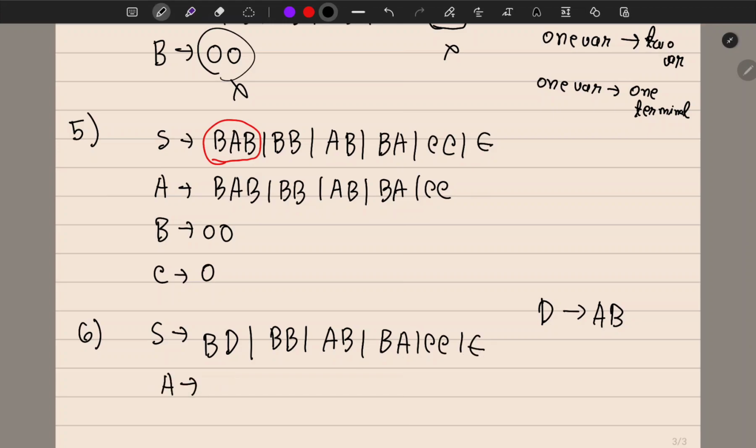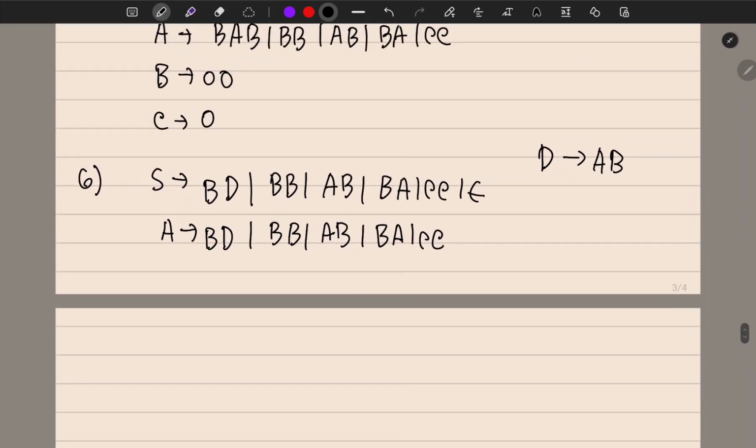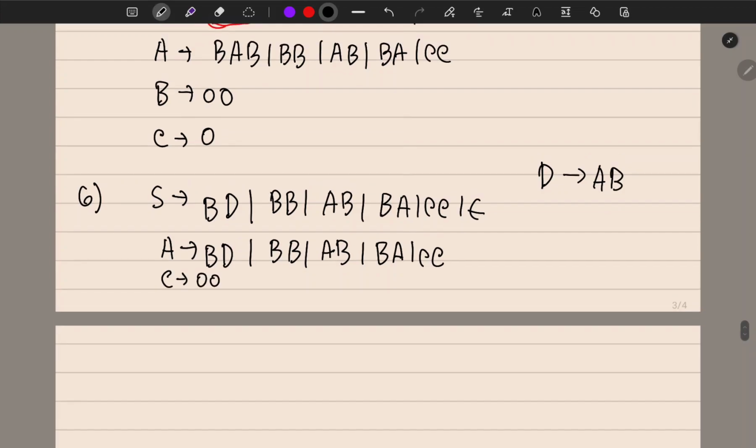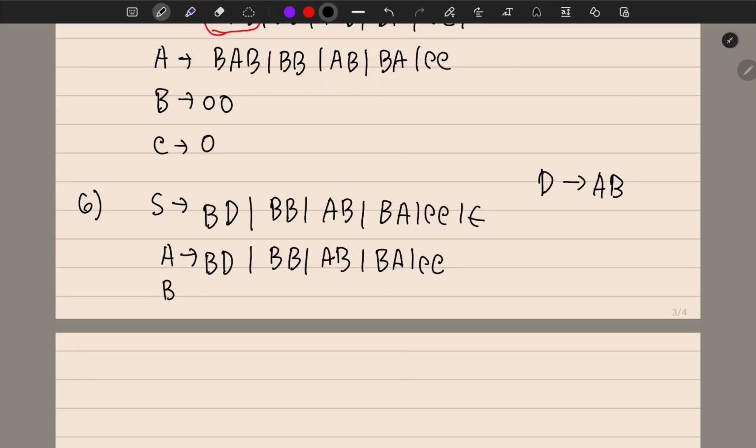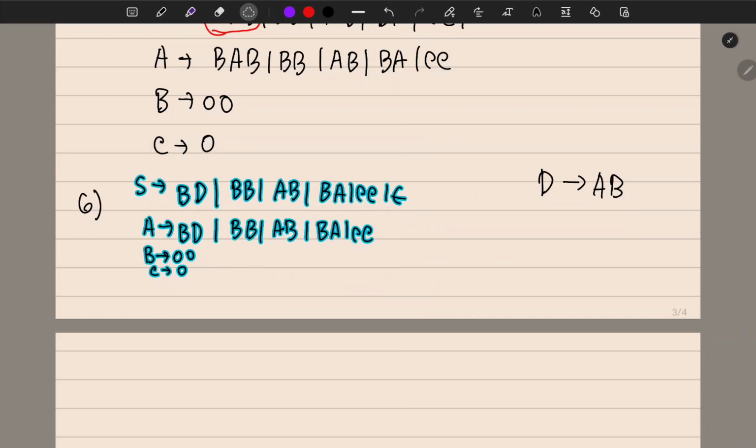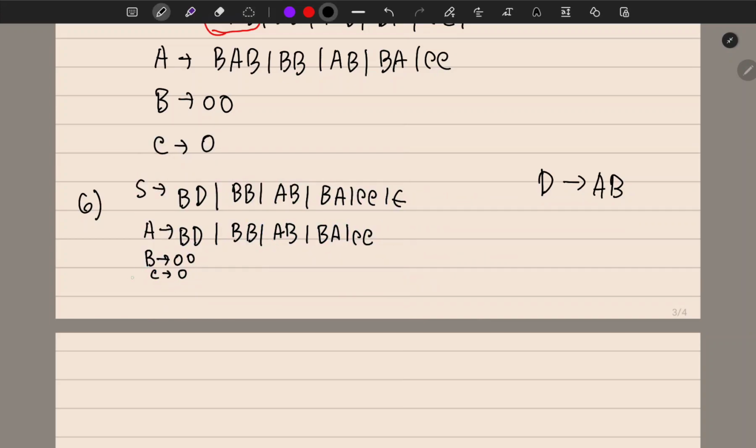A gives BD, BB, AB, BA, CC, and B gives 0 0, C gives 0, and we will have to write our new rule here. So let me reduce the text size, and our new rule will be written as D gives AB. So that was our final Chomsky normal form.